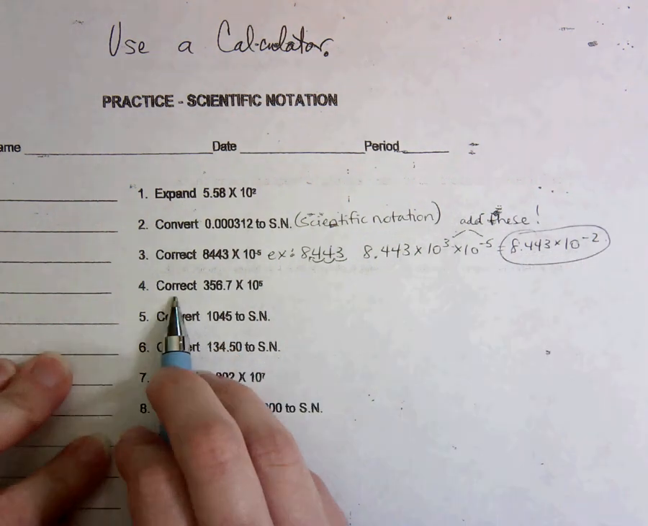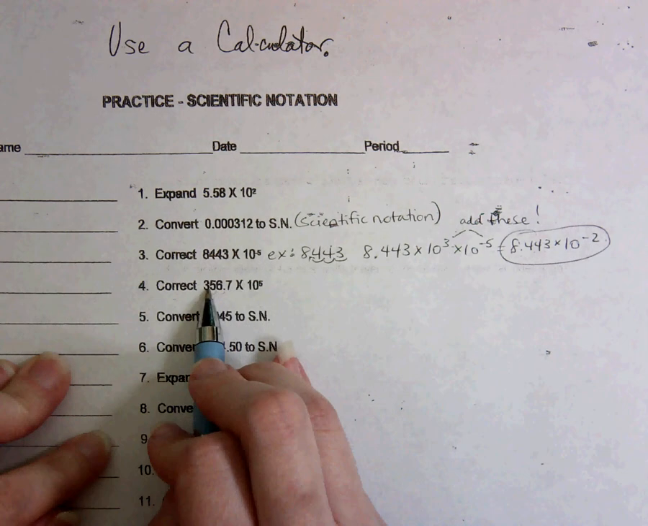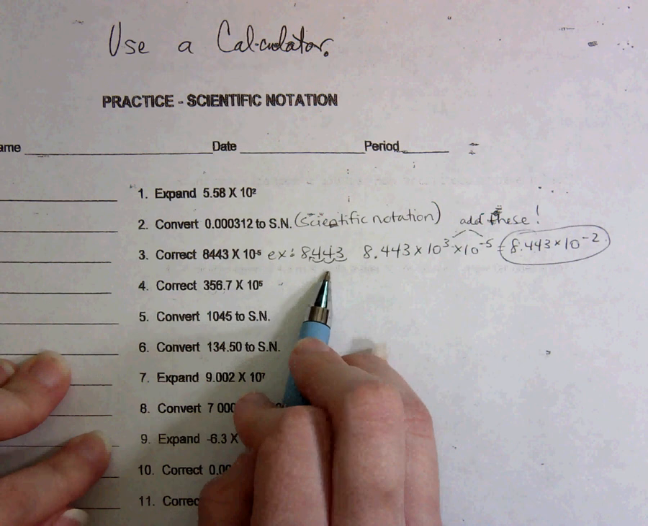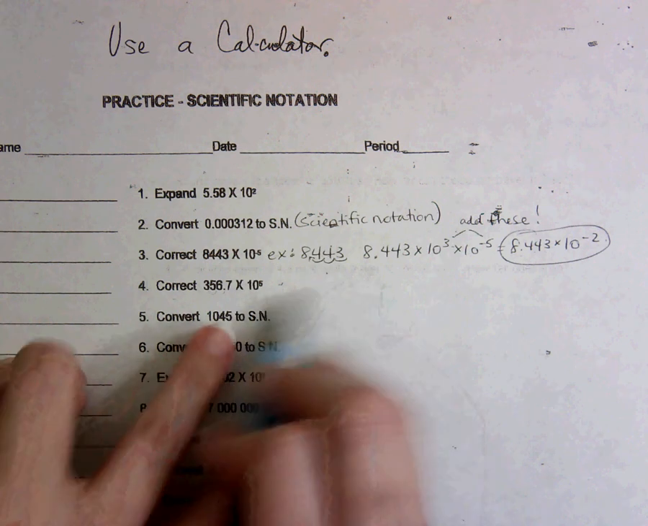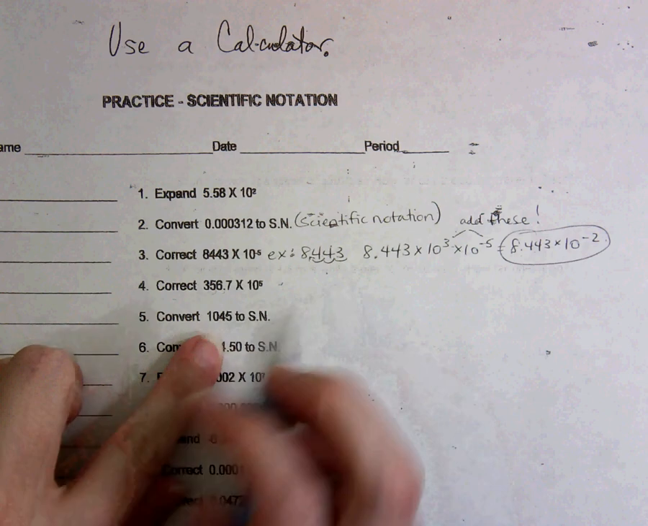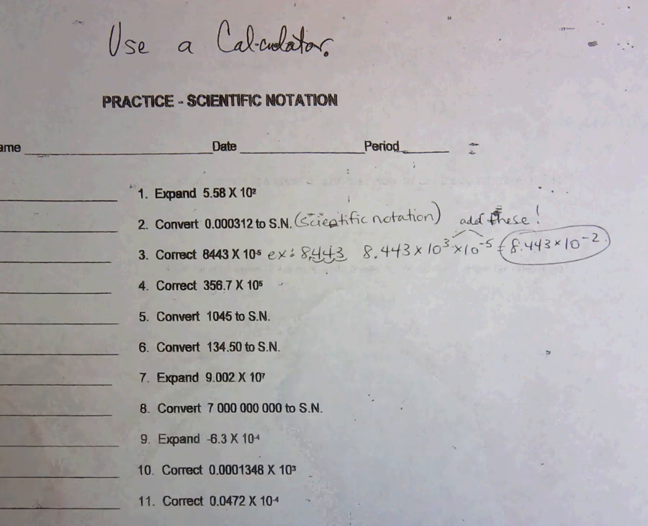So on this one, when you correct this, move the decimal over until you have one number before the decimal. That'd be 3.567 times 10 to the whatever power you move it. And then do times 10 to the 5th. And you just have to add your powers together once you get them. If you have any more questions, feel free to ask.